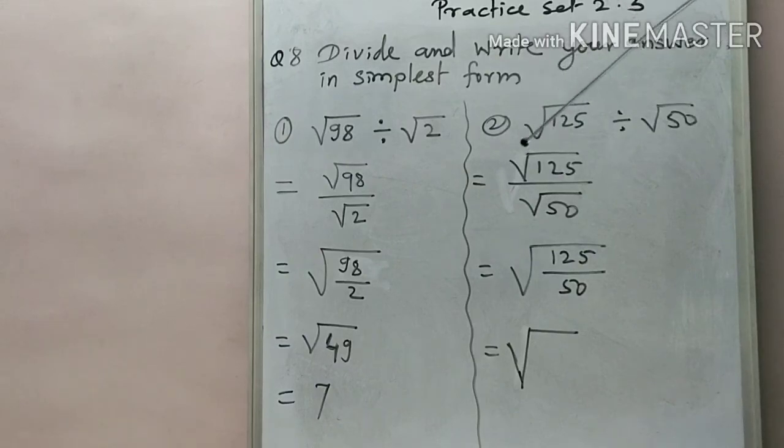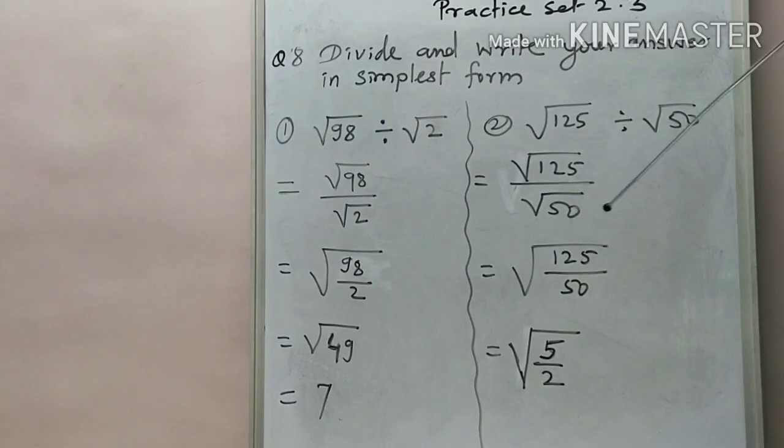Similarly for the second one, root 125 divided by root 50. Here again we write both surds in P upon Q form, and we observe again that the order is the same, so we write root 125 upon 50, and as you observe, 25 is a common factor, so the simplest form is root 5 upon 2. 25 5s are 125, 25 2s are 50. So the simplest form of the given division is root 5 upon 2. Okay students, similarly two more examples are there, I will keep as your homework.